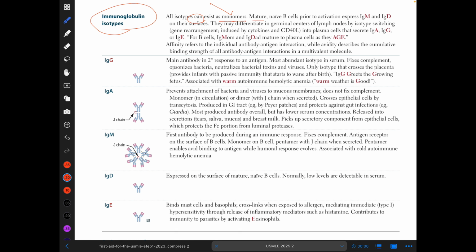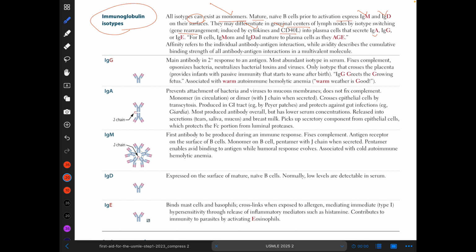Mature naïve B cells express IgM and IgD on their surfaces, and they may differentiate in germinal centers, undergoing isotype switching and gene rearrangement induced by cytokines and CD40 ligand. The switching is totally gene rearrangement, induced by cytokines and CD40, and the B cells turn into plasma cells. They secrete IgA, G, and E.